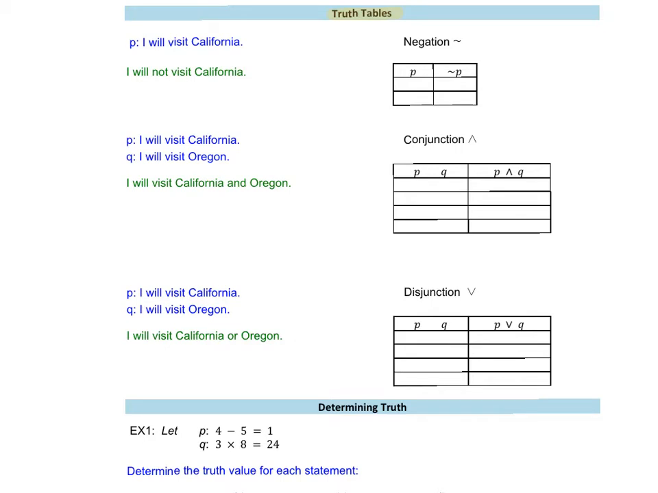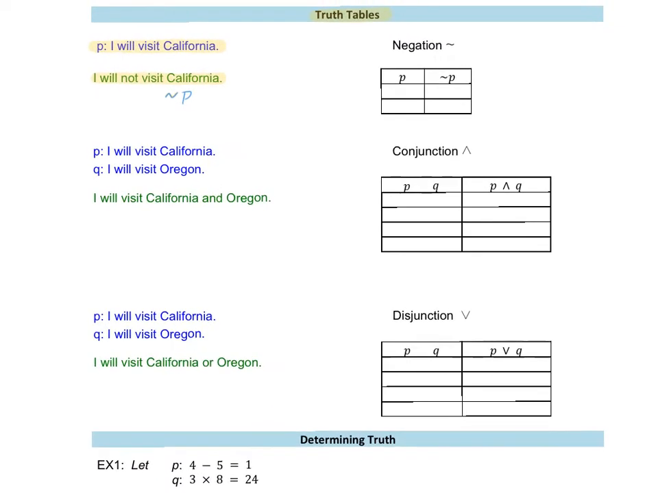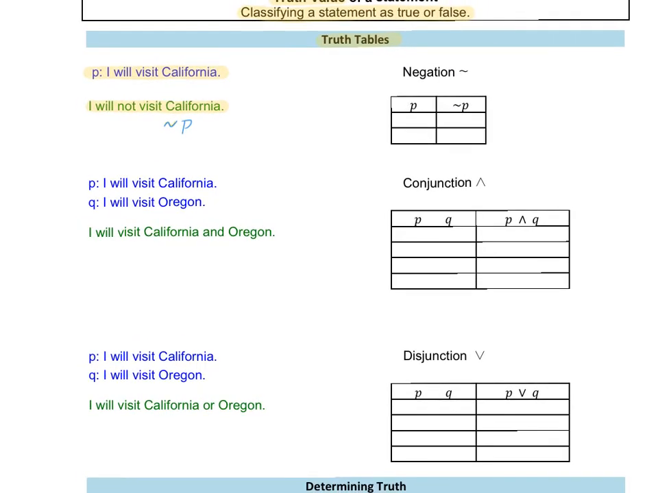Our first statement, P, is I will visit California. Now I want to figure out if I will not visit California, if that's true or false. So symbolically, I will not visit California is not P. So when is not P true and when is not P false? Well, that depends on P. And this is where we're going to construct our truth table for a negation.